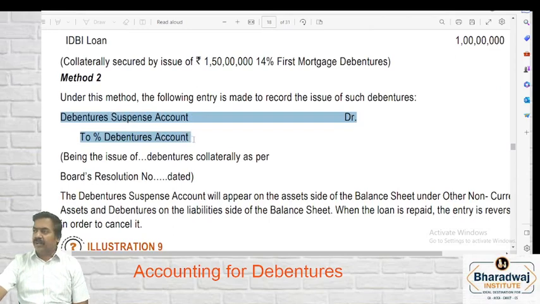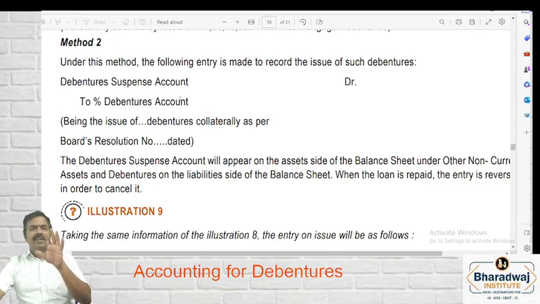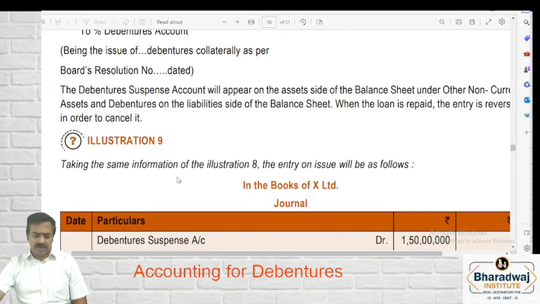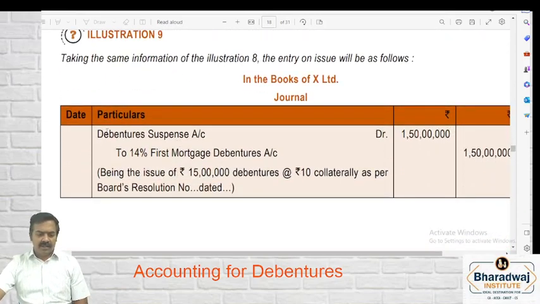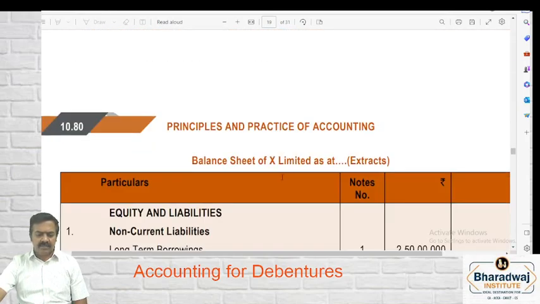Debenture suspense account debit to debentures account, like that we will be passing a journal entry. Wait. In this entry, will assets increase? No. Will liabilities increase? No. It is a dummy entry. It will be just disclosed. For example, debenture suspense account debit to debentures account, like that we pass an entry. That's all.